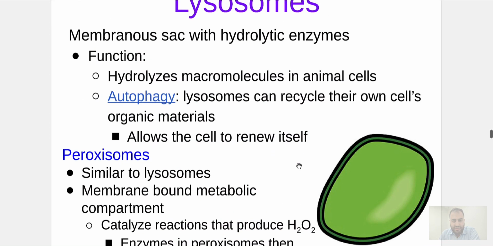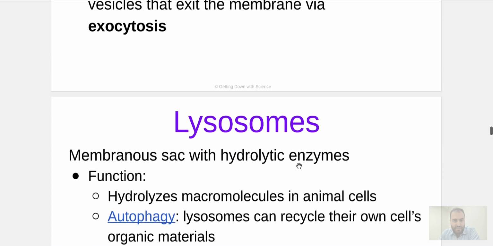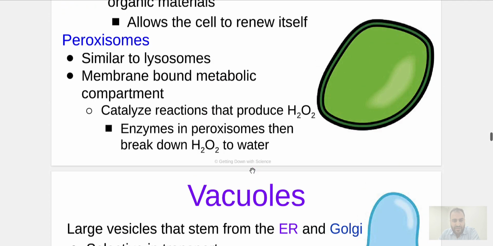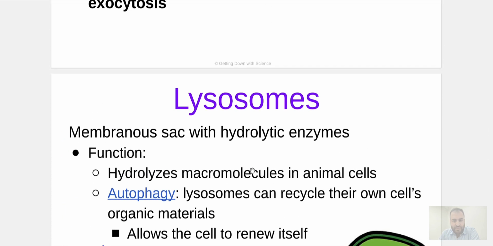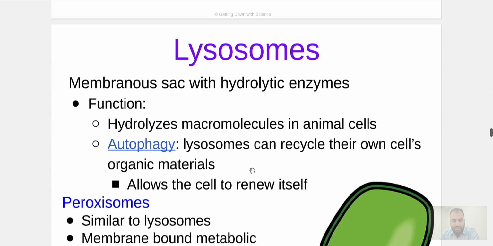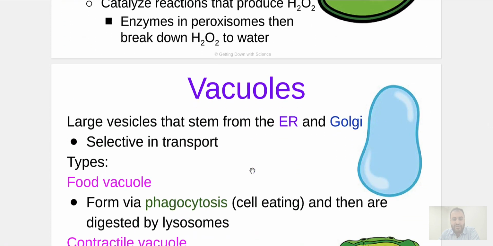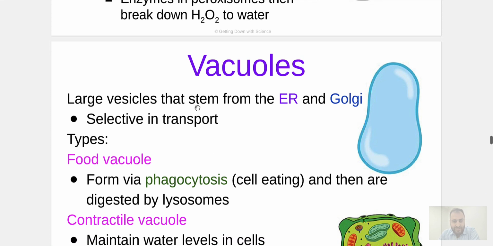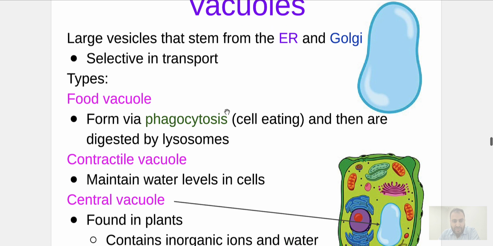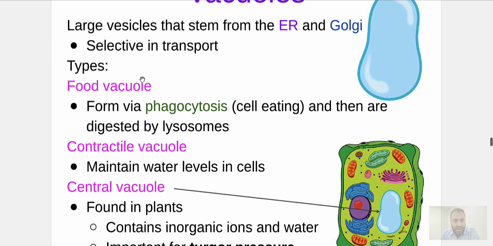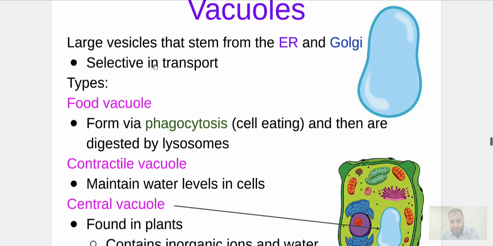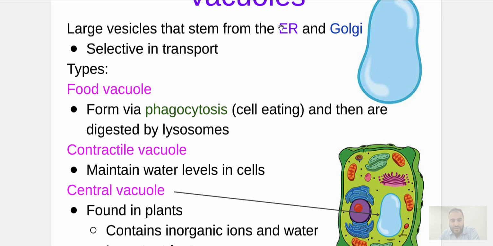Speaking about vacuoles, some students might be confused about the difference between a vesicle and a vacuole. A vesicle is mainly used to transport and take material from one part to another, whereas a vacuole is used for storage. Large vesicles that stem from the ER and Golgi, but mainly they are used for storage. Selective in transport, it means those vacuoles have different functions. Their function depends on where they are located.